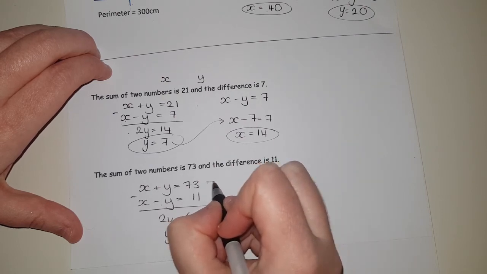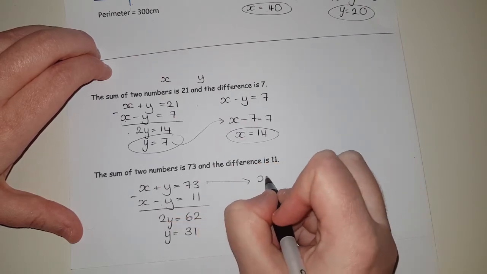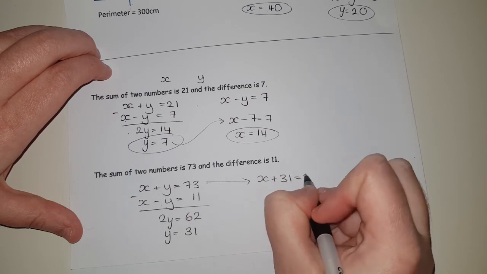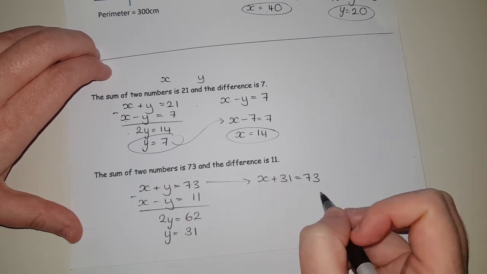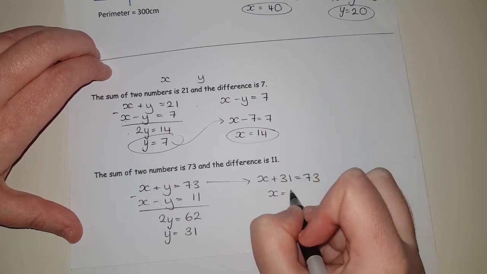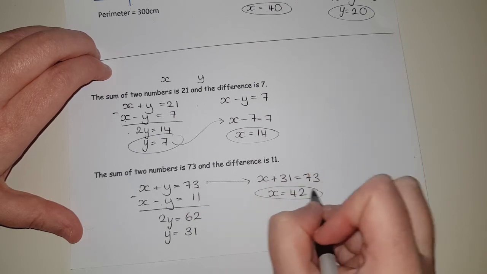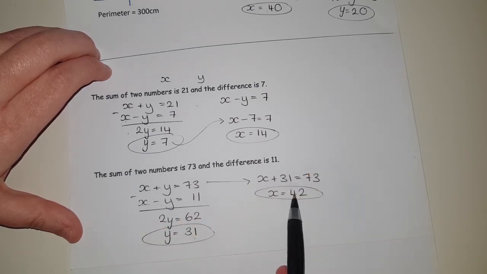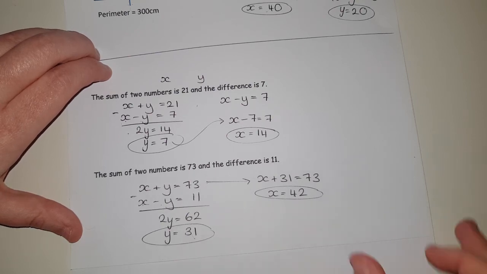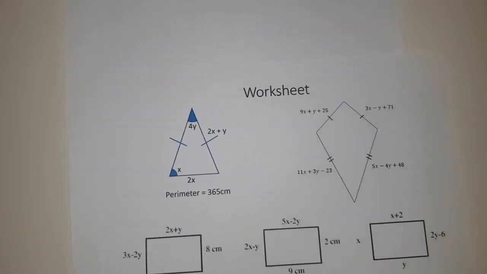And then again, you can pick any one of your equations. I'm going to pick the top one. So I get x plus 31 equals 73. If I subtract 31 from both sides, I get x equals 42. And that's it. I've got two numbers that when I add them together gives me 73, and the difference between them is 11.